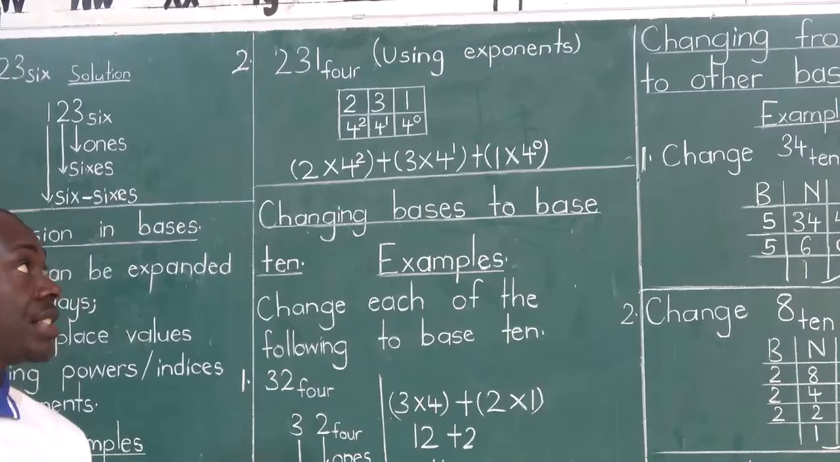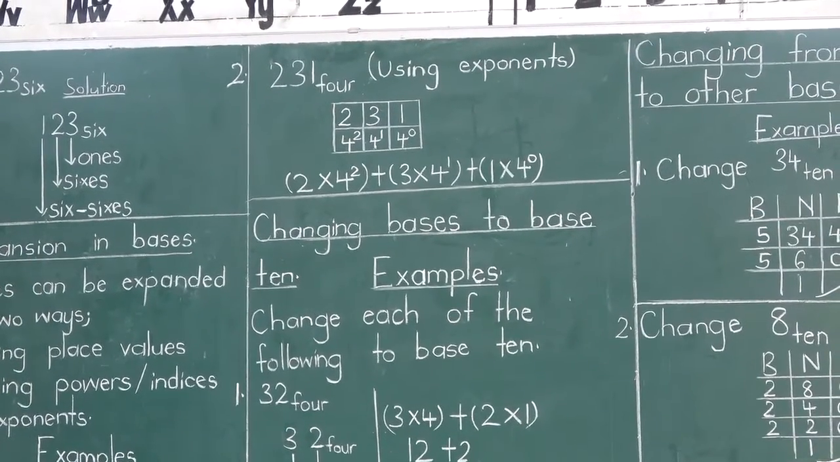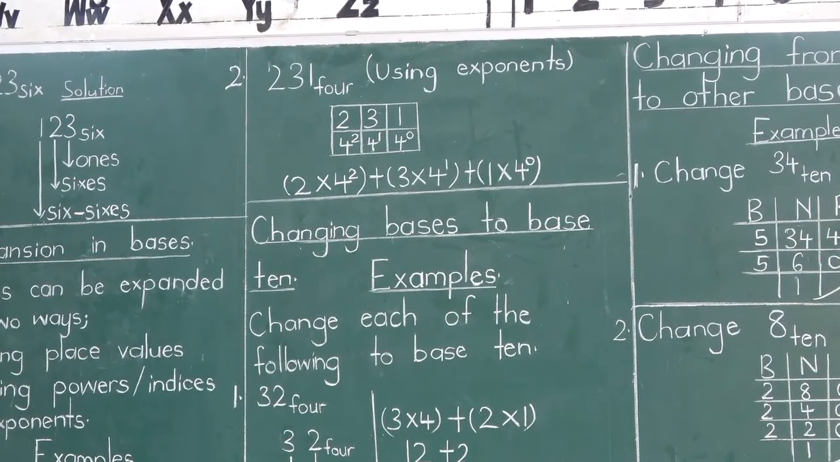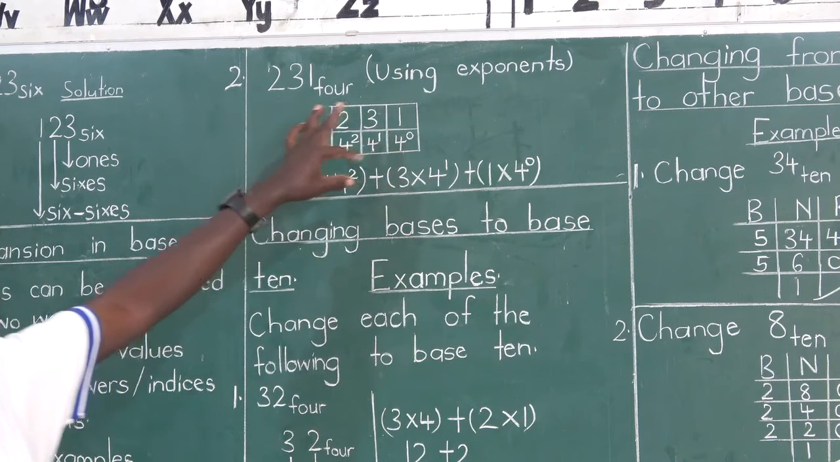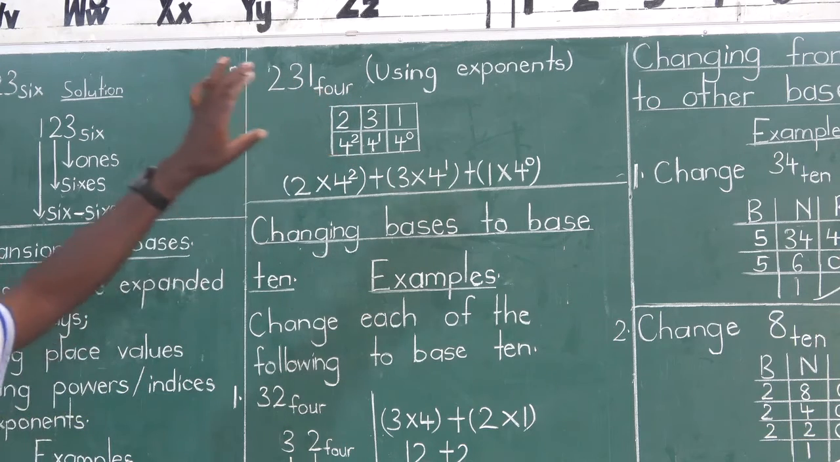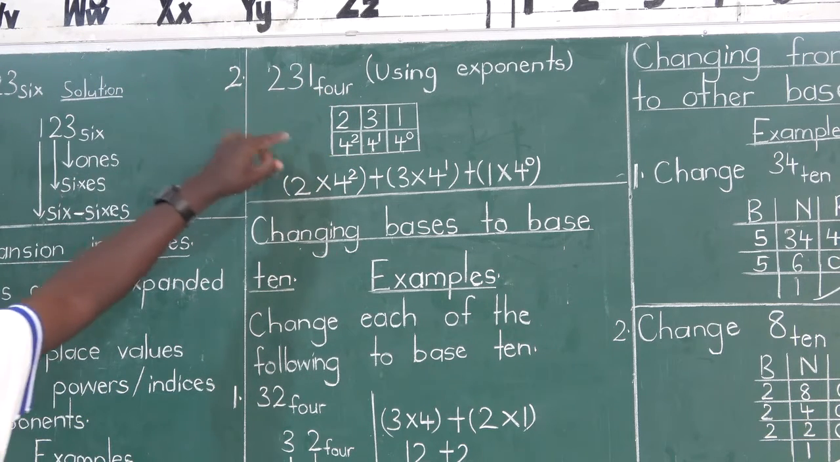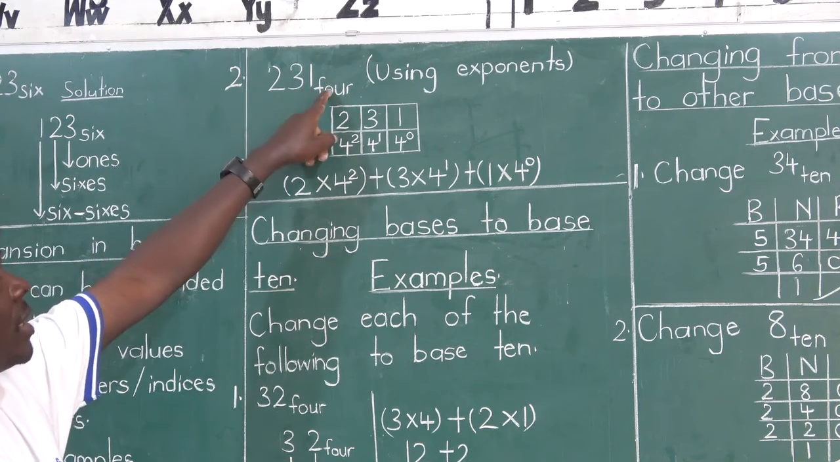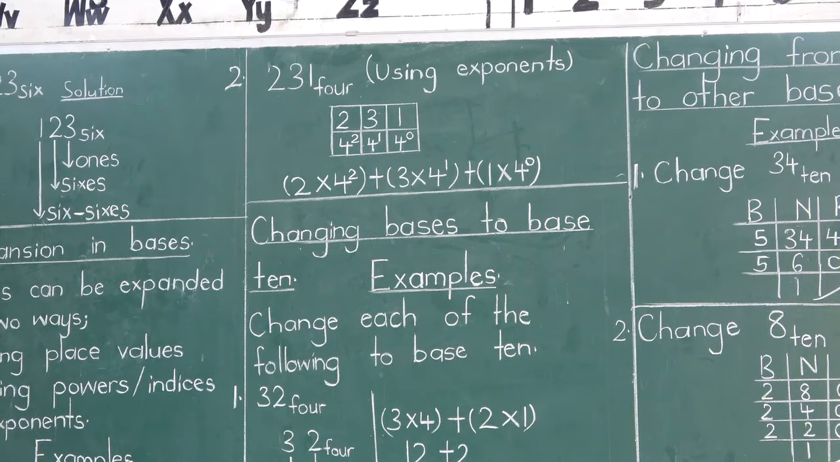Remember, exponents are the same as powers and they are the same as indices. So when you're told to use indices, please, it's the same as being asked to use exponents as well as powers of that natural base. The base you have in number 2 is base 4.